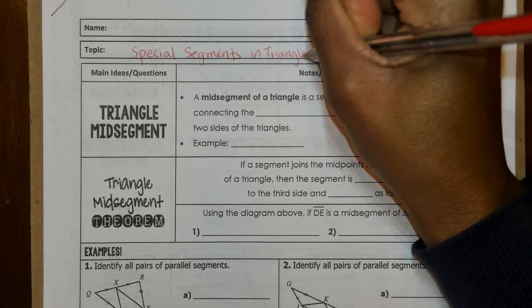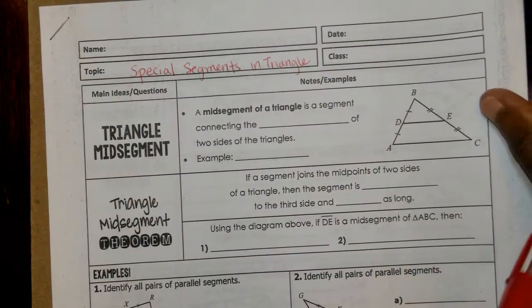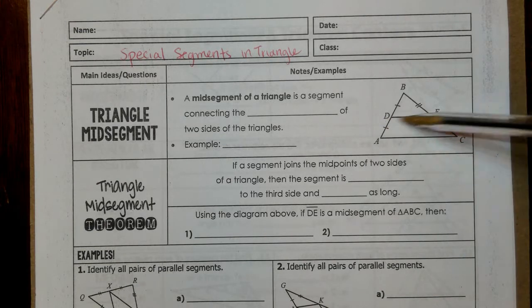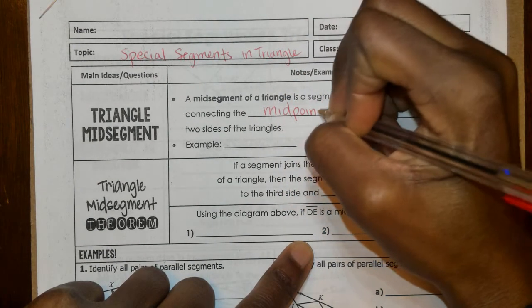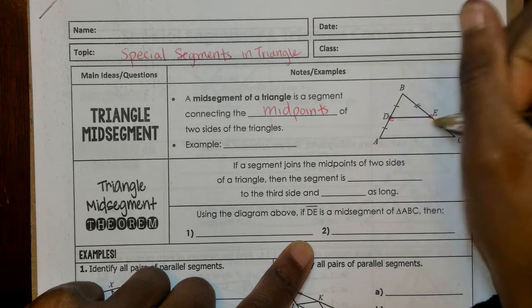for the centers of triangles page. I'll go through that. So the triangle midsegment is one of the special segments inside of a triangle. It connects the midpoints of 2 sides of the triangle. And that is important because if it's not the midpoint, then it's not a midsegment. So if it's not connecting to midpoints, it's not a midsegment.